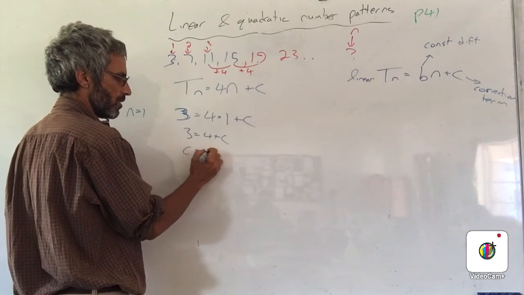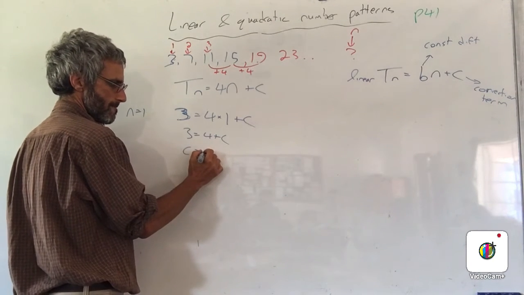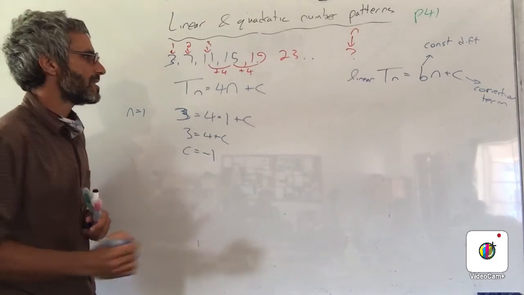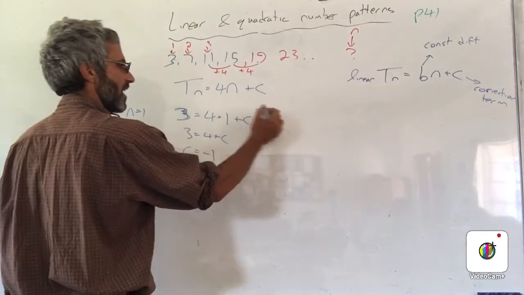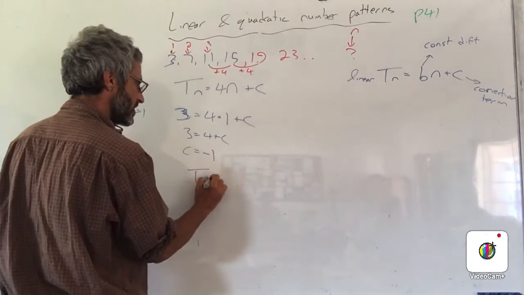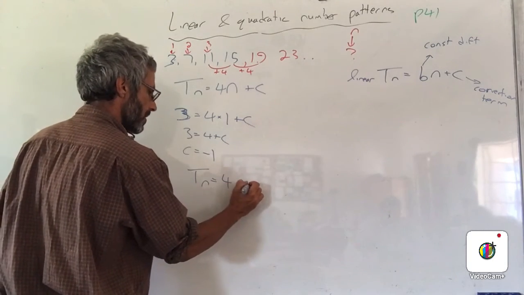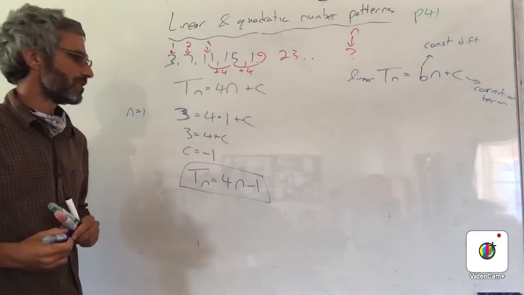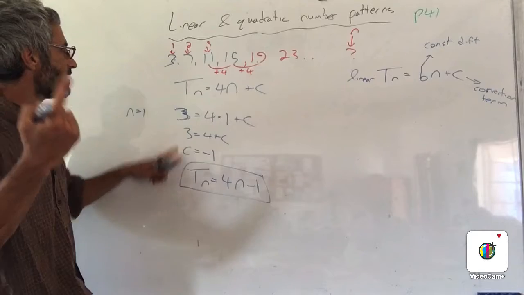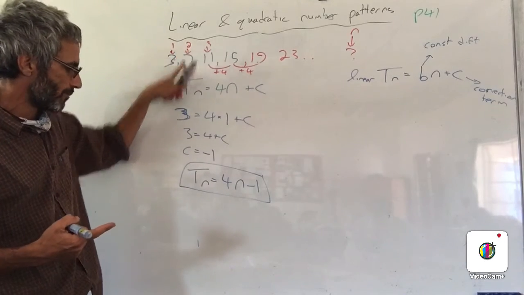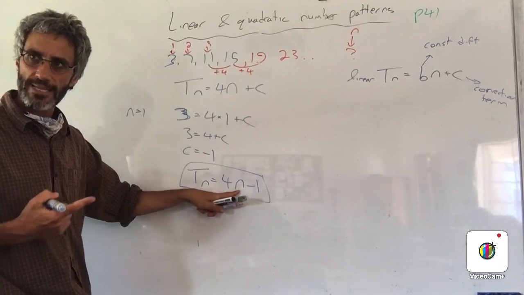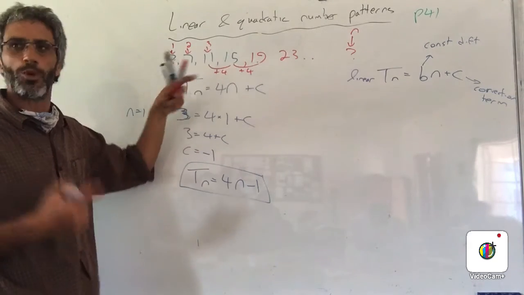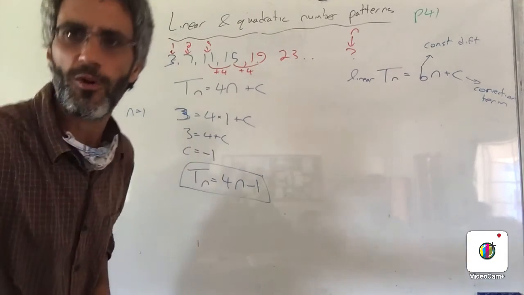In other words, c equal? Minus 1. Okay? And now I can find out finally the nth term. I'll write it down here. Tn will be 4n minus 1. That's the nth term for this. Okay? I can check that. If I put n equal 2, for example, 4 times 2 is 8. 8 minus 1 is 7. So it works. Okay? I'll pause here for questions.